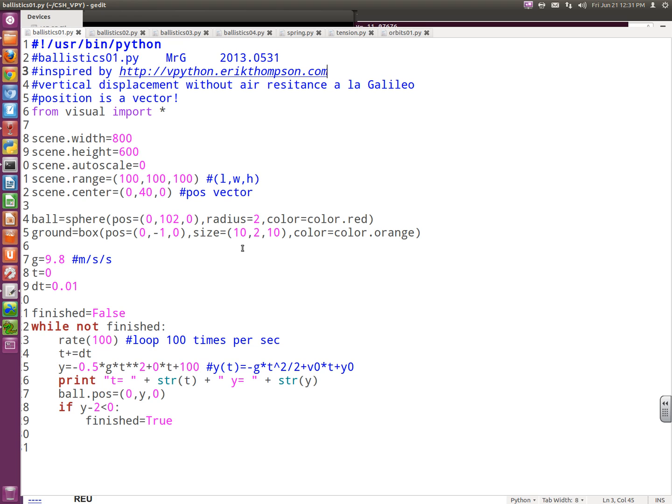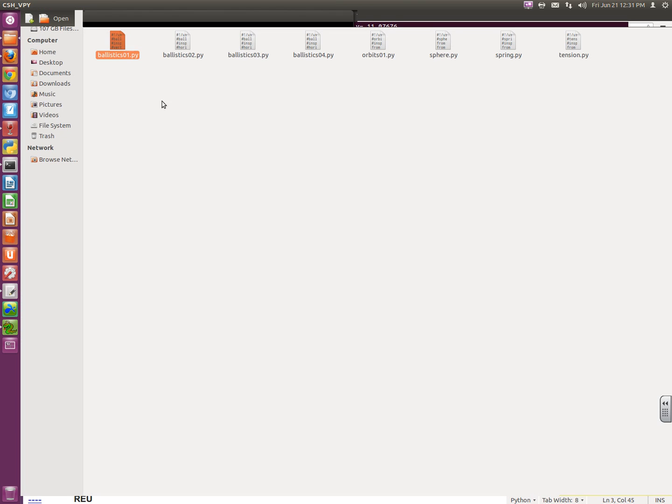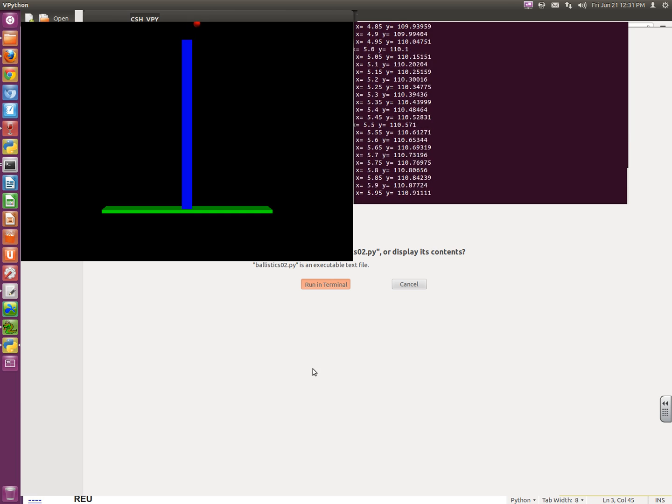There you go. Here's the second one. We changed it a little bit in that we have it falling off of a building, and it has an x and a y component to the velocity. Let's see how that one works. Run that. There you go. So it has a certain initial vy0, vx0. We're not talking about air resistance or friction or anything like that. We could get to that, I suppose.